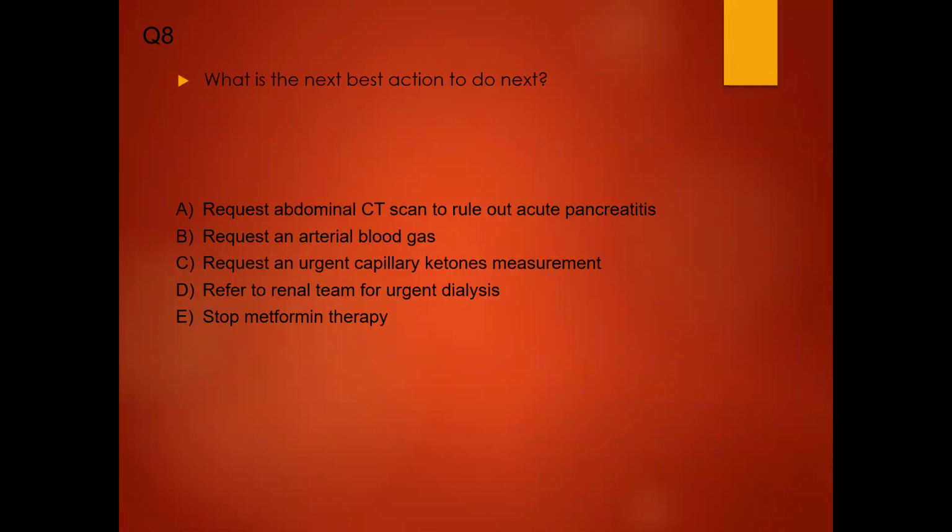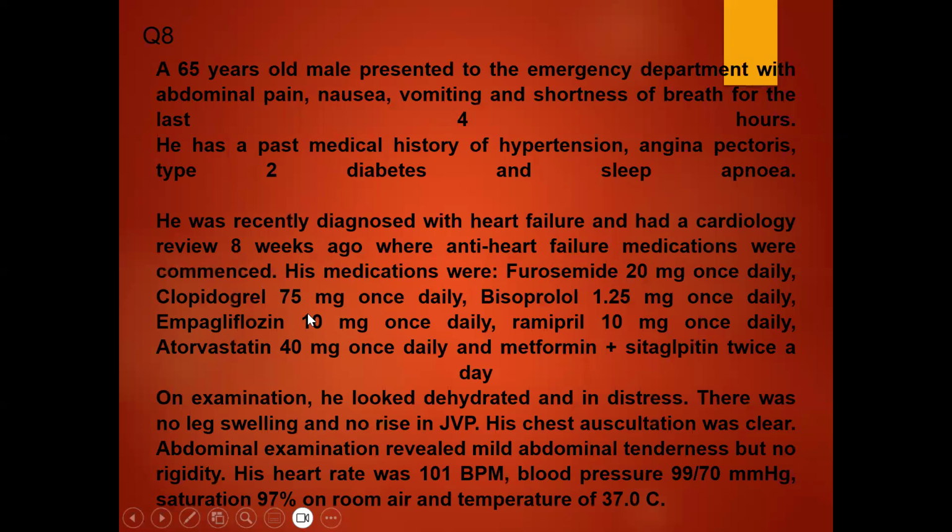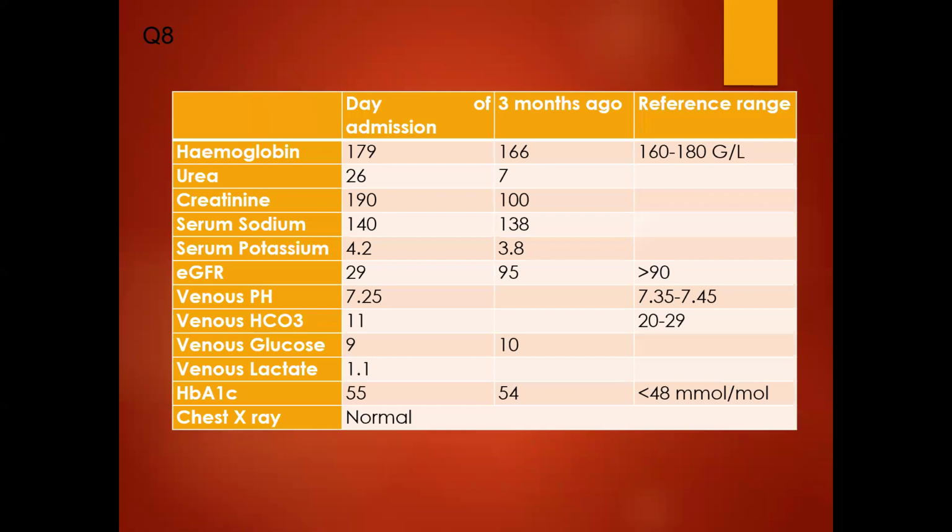What is the next best course of action? Request abdominal CT to rule out acute pancreatitis. Request an ABG. Request an urgent capillary ketone measurement. Refer to the renal team for urgent dialysis or stop metformin. So clearly, you should look at these things.